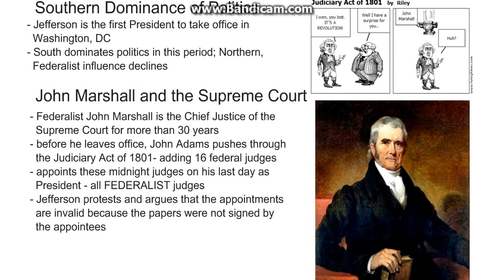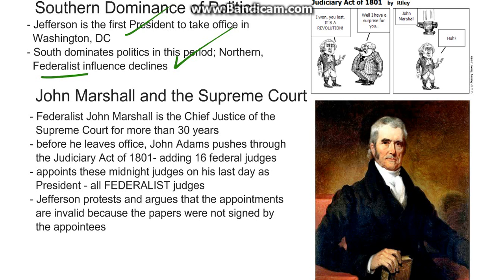Southern dominance of politics. Jefferson is the first president to take office in Washington, D.C. During this period, people from the South are dominating politics. The Northern Federalist influence is going to begin to decline.